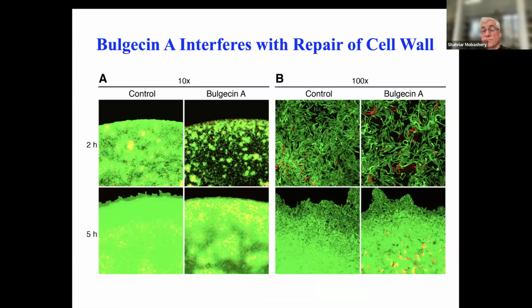And here are his results. When there are no compounds, the bacteria recovered. The bulges disappeared by and large, and the bacteria are thriving. If you put it on the plate with bulgesine A, the bulges persist, and bacteria begin to die. So bulgesine is interfering with the ability to grow and recover.